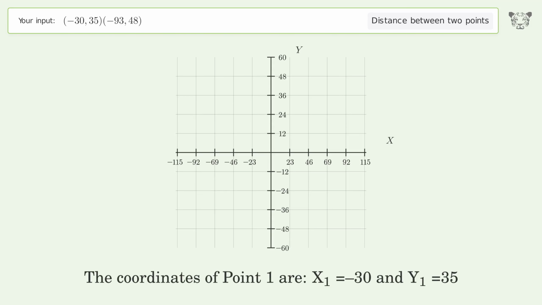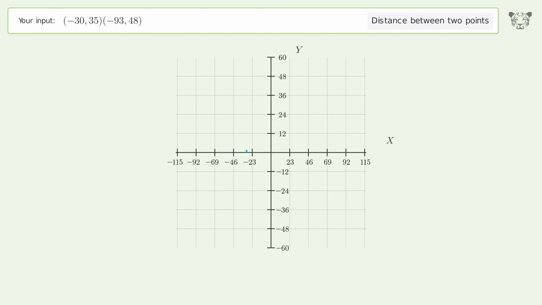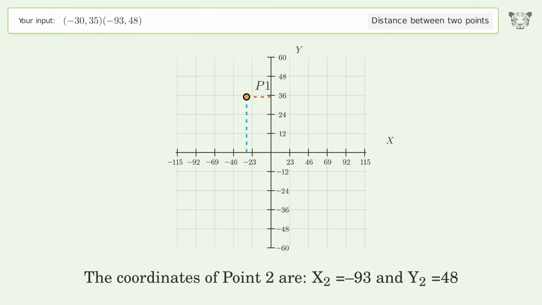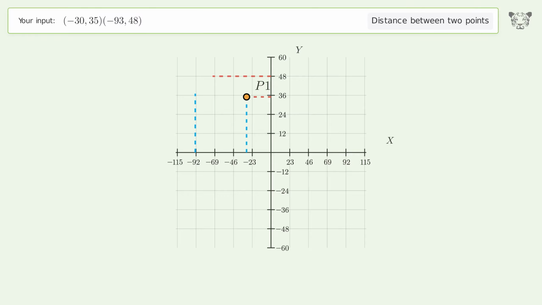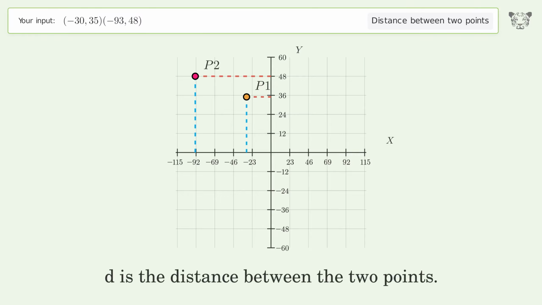The coordinates of point 1 are x1 equals -30 and y1 equals 35. The coordinates of point 2 are x2 equals -93 and y2 equals 48. D is the distance between the 2 points.